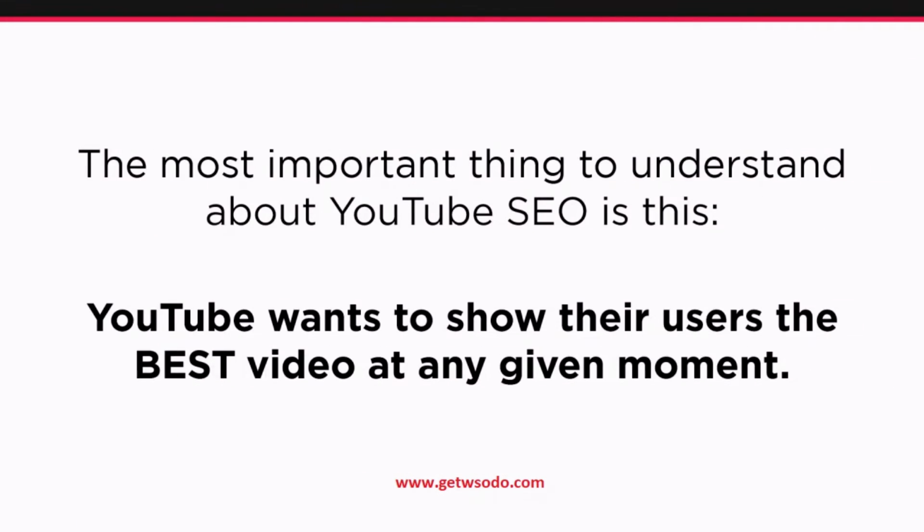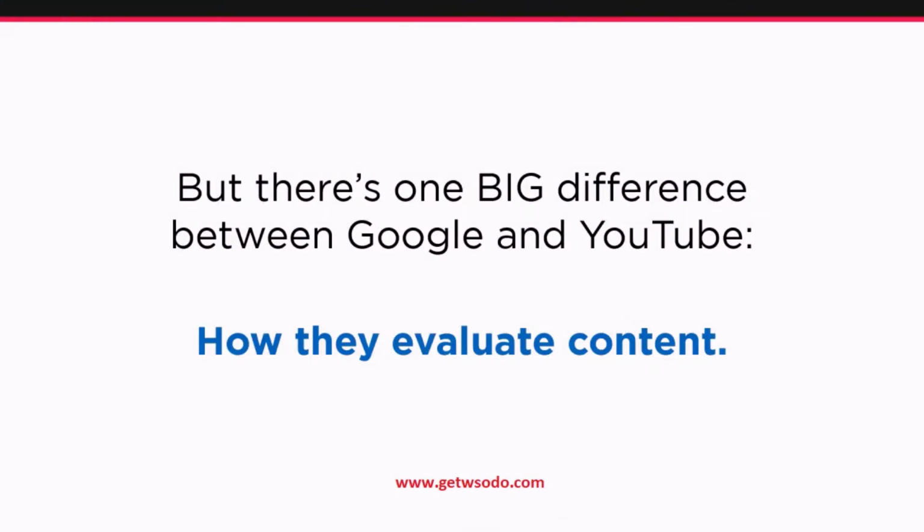The most important thing to understand about YouTube SEO is this. YouTube wants to show their user the best video at any given moment. This makes YouTube similar to Google in that sense. Google wants to show their user the best result. YouTube wants to show their user the best result. But there's one big difference between Google and YouTube: how they evaluate content.